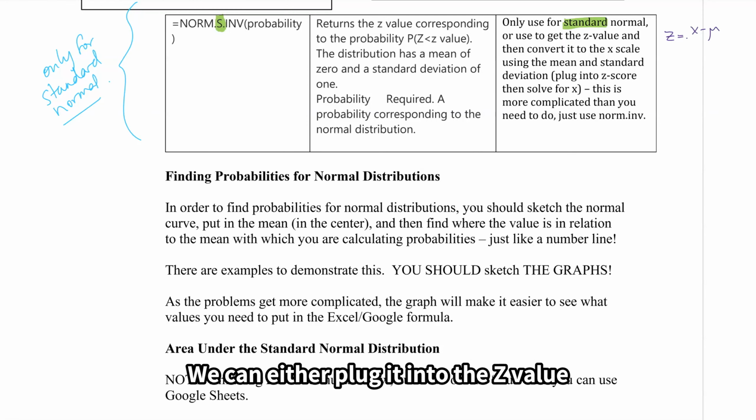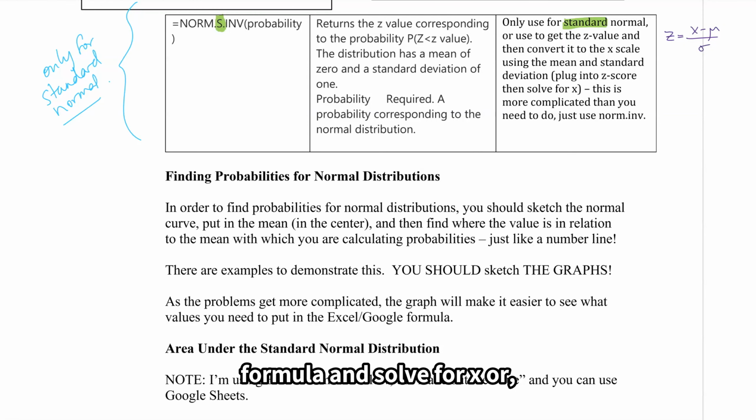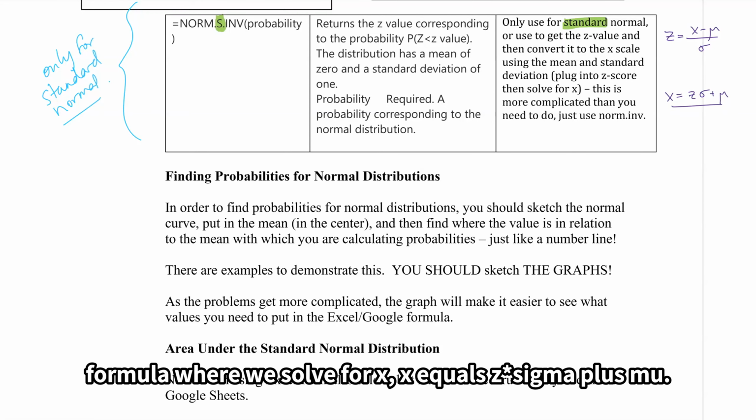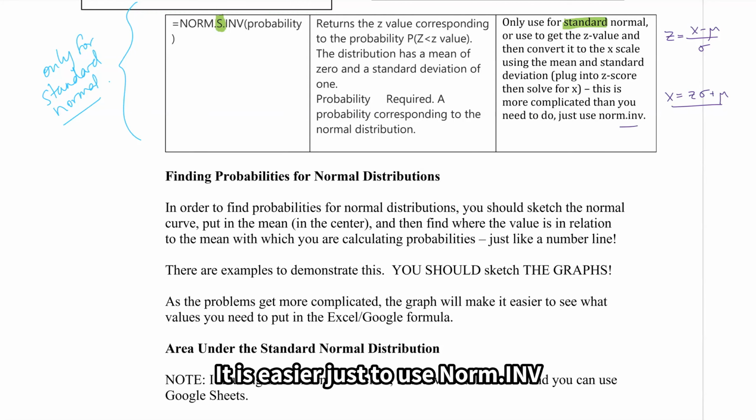We can either plug it into the z value formula and solve for x, or our book has a nice convenient rearrangement of the z value formula where we solve for x. X equals z sigma plus mu. It is easier just to use norm.inv though in the long run, and so that's what we'll do.